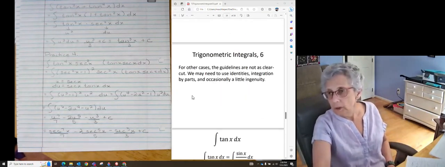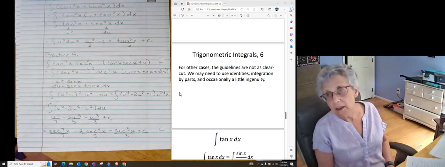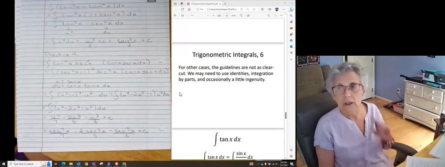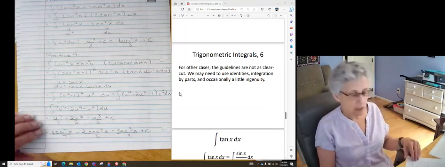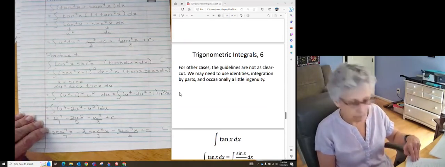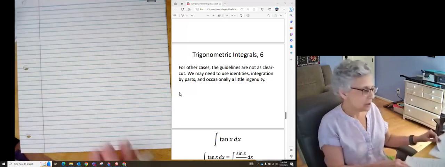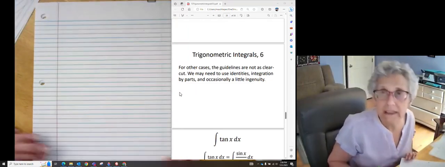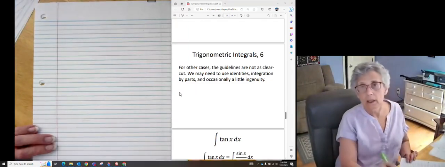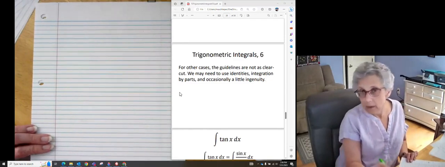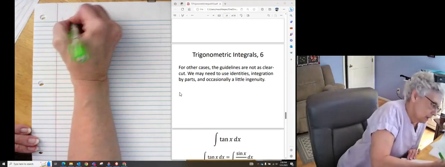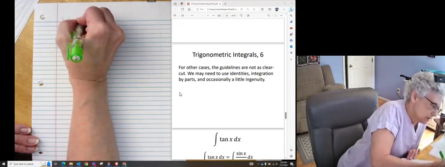Okay, for other cases, the guidelines are not as clear-cut. You may need to use a little ingenuity, so it may get a little tricky. Integral of tangent, you probably did this one back in Calc 1. Maybe you remember it, maybe you don't. Integral of tangent.